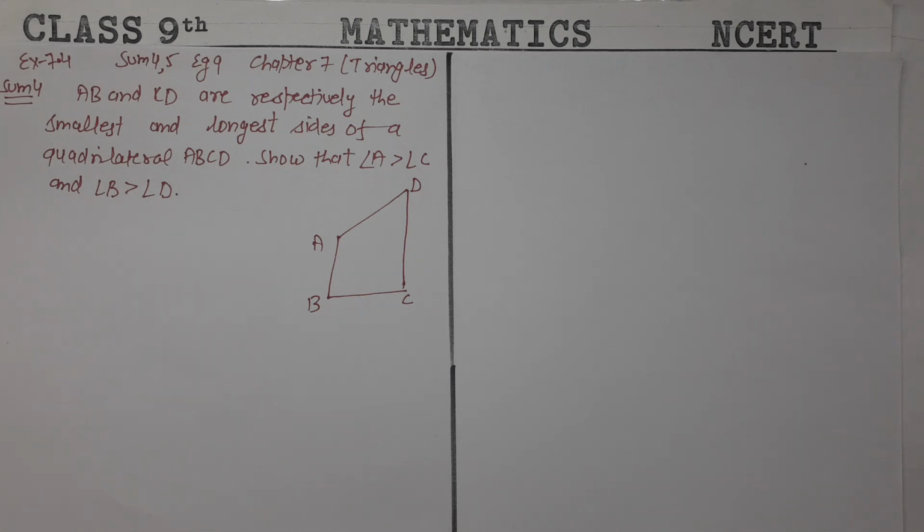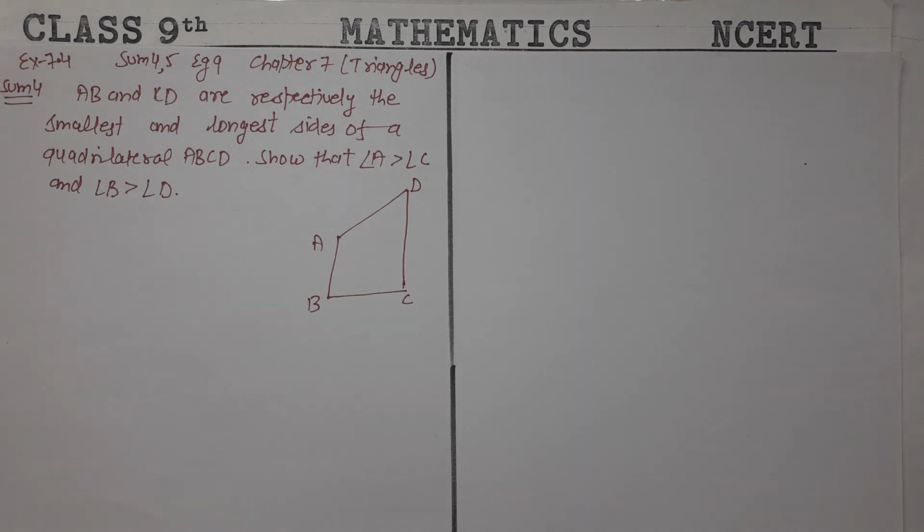Hello student, today we will continue exercise 7.4, sum number 4, 5 and example 9, chapter 7th, triangles.